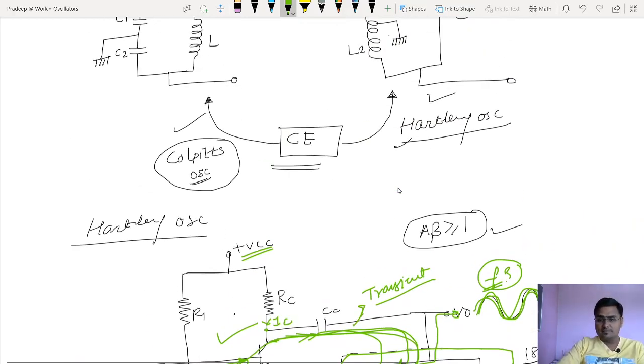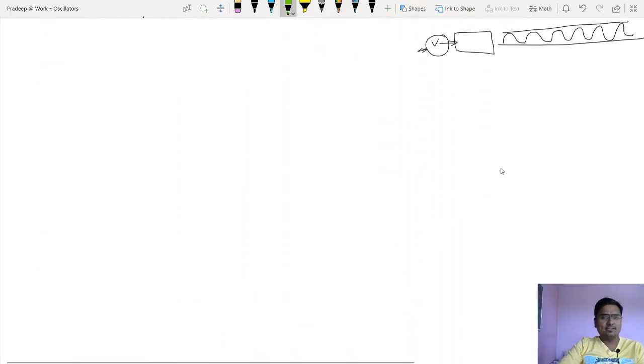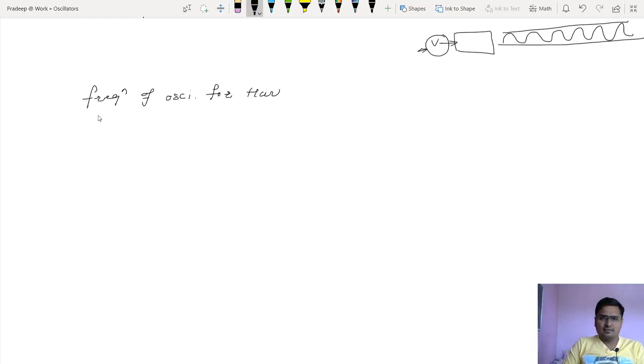But remember, we need to discuss the frequency of oscillation. So I will write a title. Let me change the pen. I will write the title as frequency of oscillations for Hartley oscillator. Yes, write down the title as frequency of oscillations. We have to derive the equation for the frequency of oscillations.